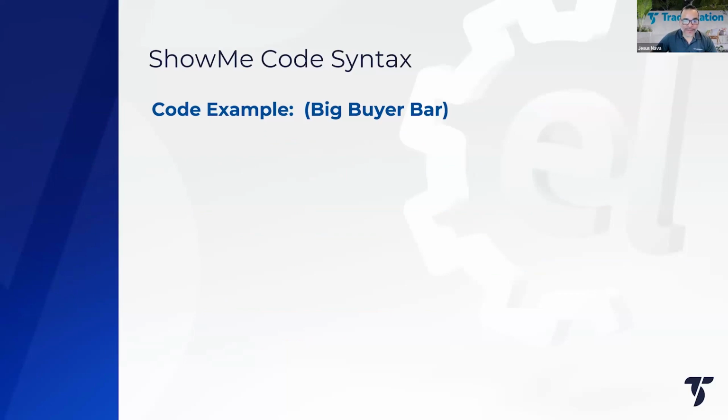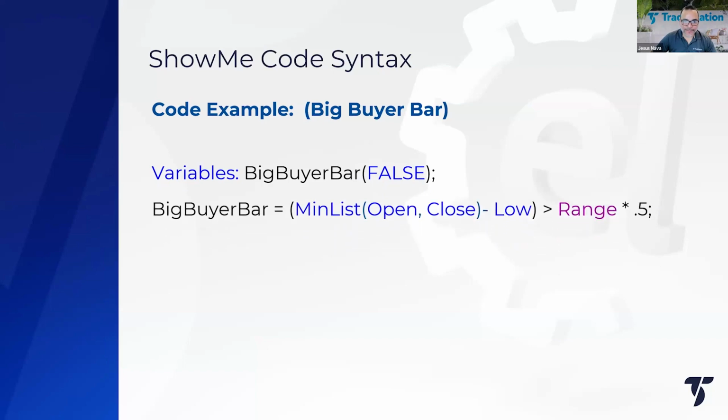It's called the big buyer bar. And while we write the code, of course, we're going to understand the different components, some of the things that are important for you to remember as you create custom ShowMes. So this is my variable declaration statement. This is my variable assignment. You see, once we declare the word big buyer bar, we have to tell EasyLanguage what that word means. So first comes the declaration, and then comes the assignment.